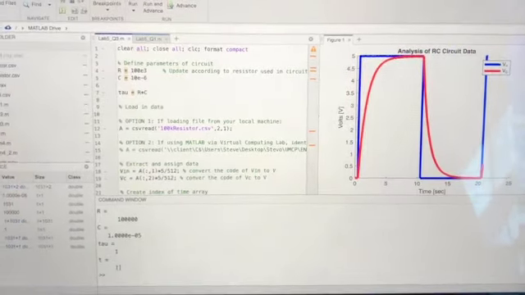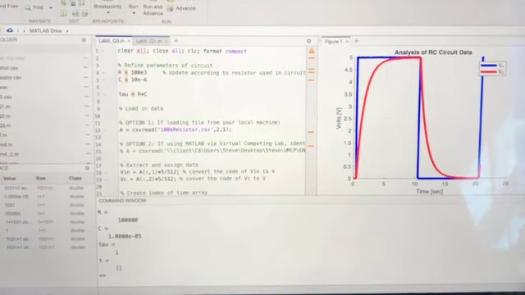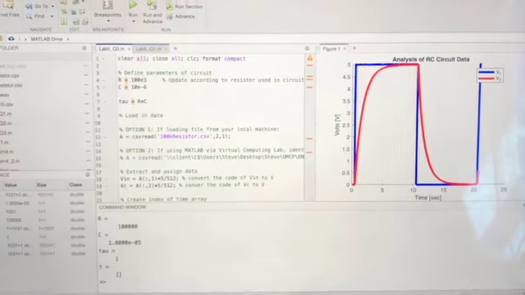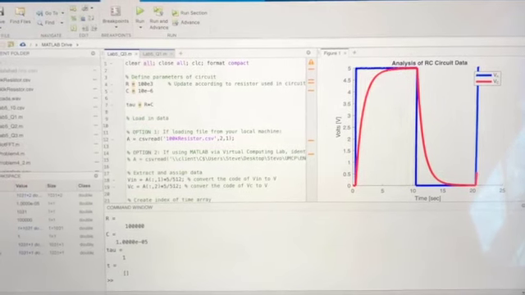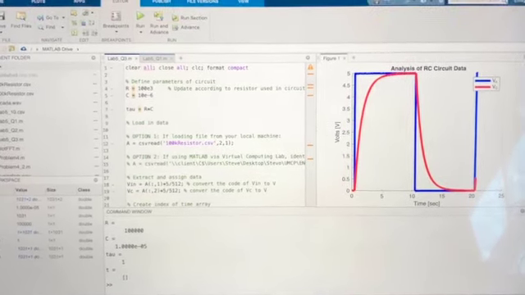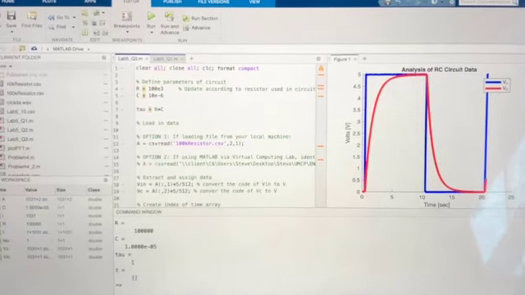In this code, all I changed was the value of R, and the tau value for the 10 kiloohm resistor was 1 second, but here we can see, because we're using 100 kiloohms, it's 10 seconds, as it's slower to charge to 5 volts and discharge to 0 volts.